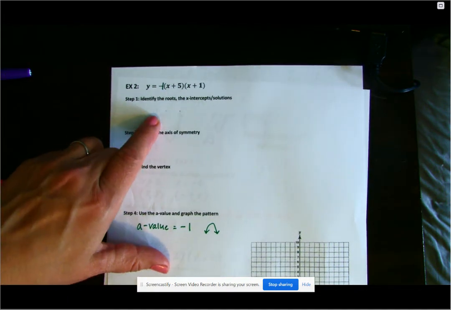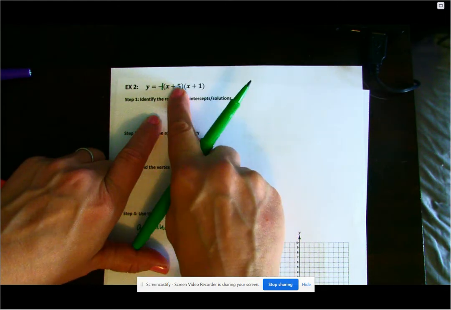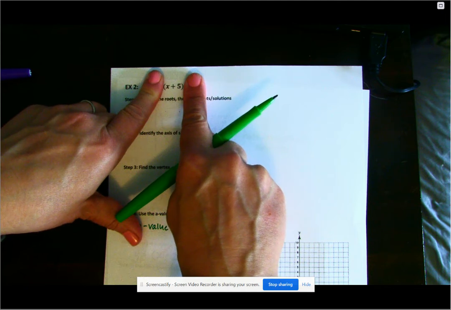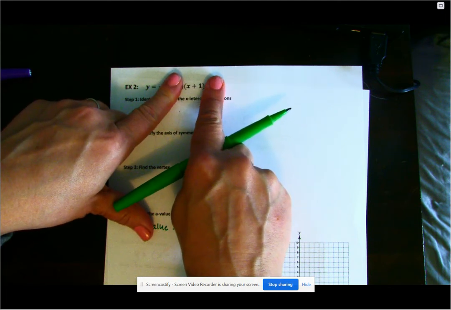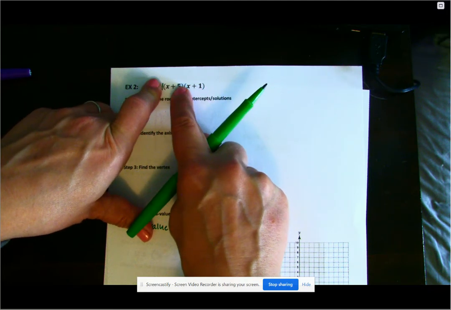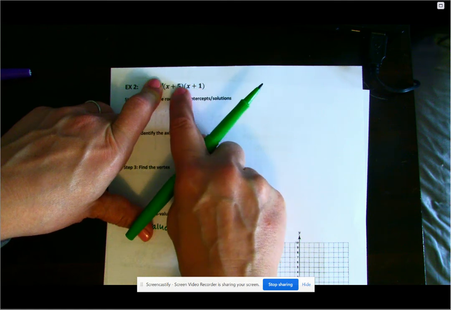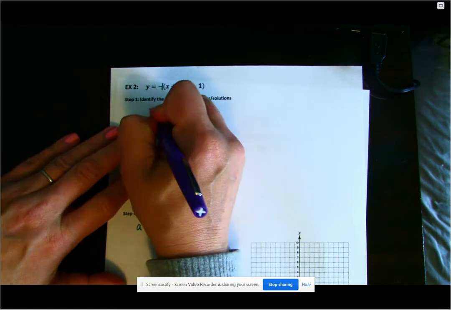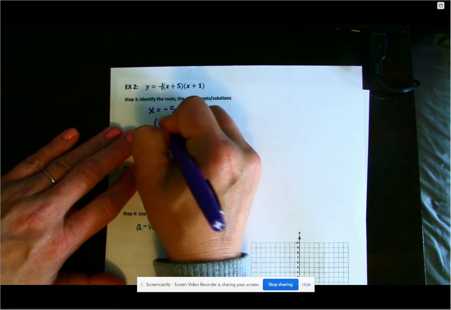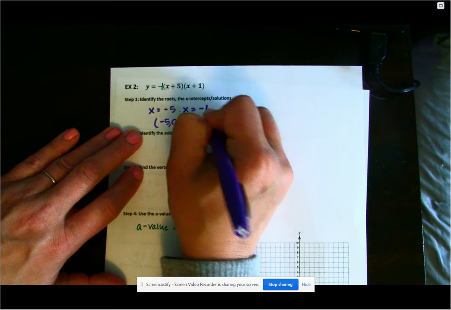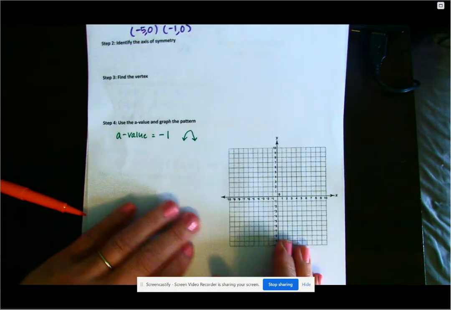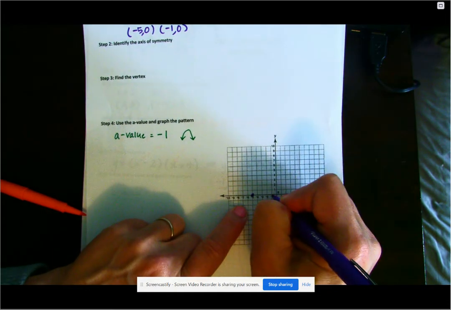Okay, the roots. The roots are whatever values you would have to plug into x to make this 0. So you'd have to plug -5 in there. And then what could you add to 1 to make this 0? So the roots are -5 and -1. They're always just the opposite of these. Okay, so you would have -5, 0, -1, 0. These do not go together. They're two separate points. Common mistake there. So we're going to plot those bad boys over here, -5, -1.